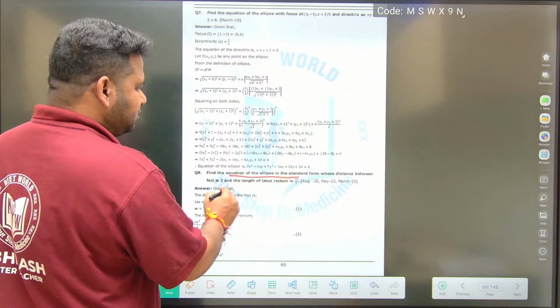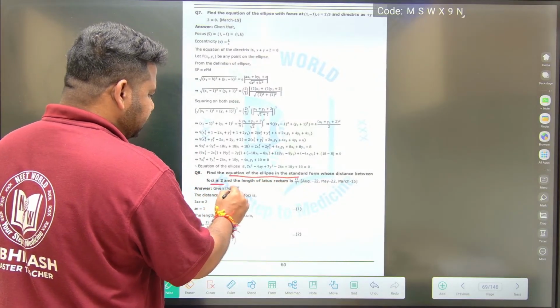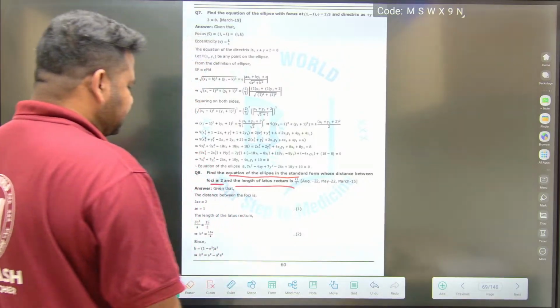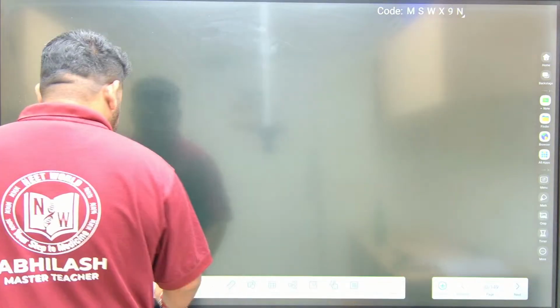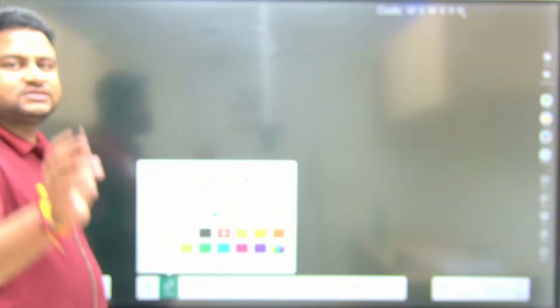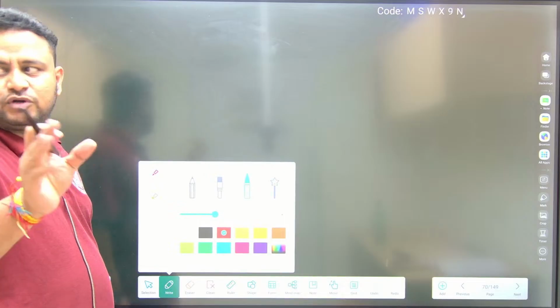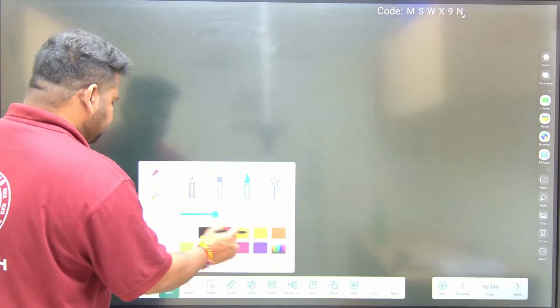Where the distance between foci is 2 and the length of the latus rectum is 15 by 2. Find the equation of the ellipse in standard form, which means x square by a square plus y square by b square is equal to 1. That is mandatory. Okay, solution.